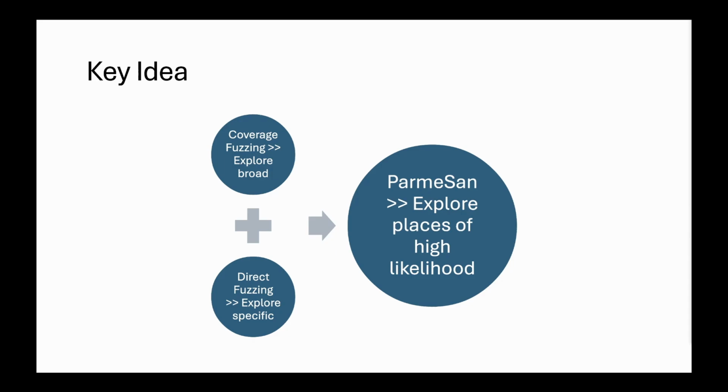Most modern compilers include sanitizers that detect common programming errors like buffer overflows or use after free bugs. These sanitizers insert runtime checks into the program to detect violations. The authors of this paper for ParmeSan realized that these checks can also be used as signals for where bugs might occur. So instead of just using sanitizers to detect bugs, ParmeSan uses them to guide the fuzzing process towards those potential bug locations. And this provides a balance between directed fuzzing and coverage-based fuzzing.